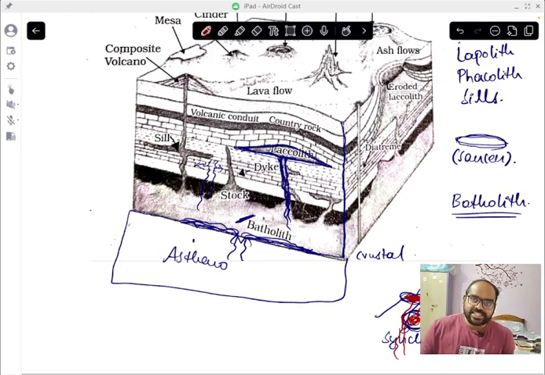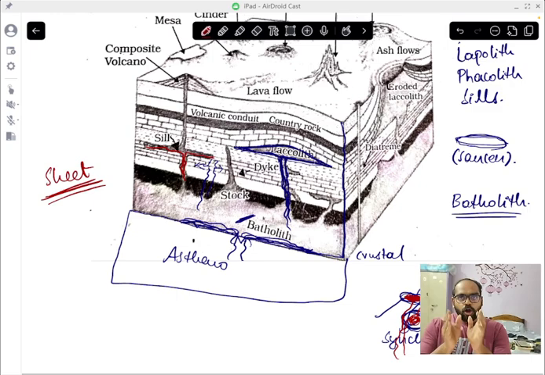And another one is sill. See here, the magma is traveling in a straight line and traveled in a horizontal way and got solidified. If the solidified part is thicker, it is called a sill, and if it is thinner, it is called a sheet. So the horizontally solidified part inside of the earth, if it is thicker, it is called sill, and if it is thinner, it is called a sheet.